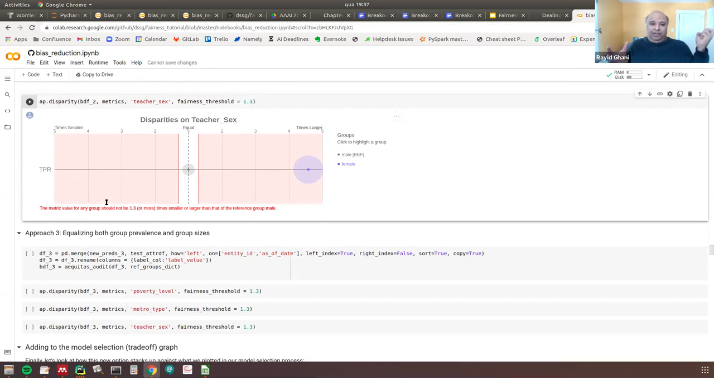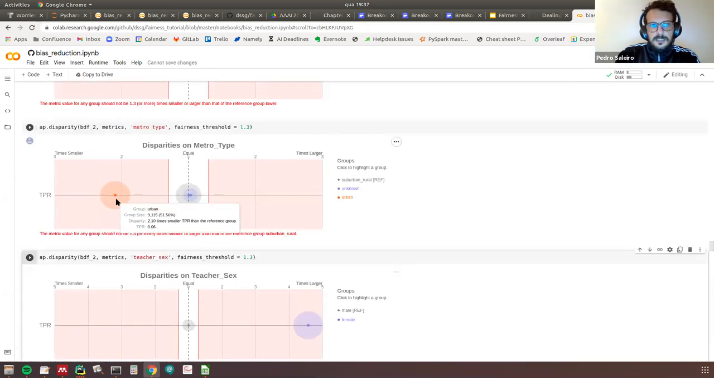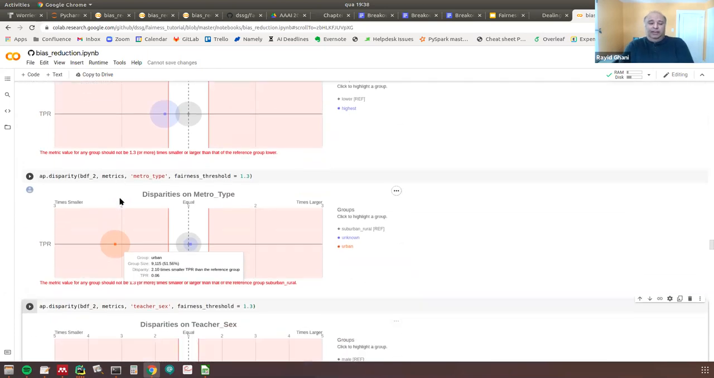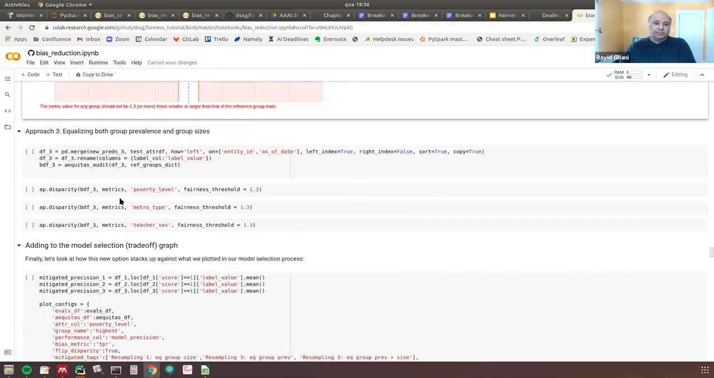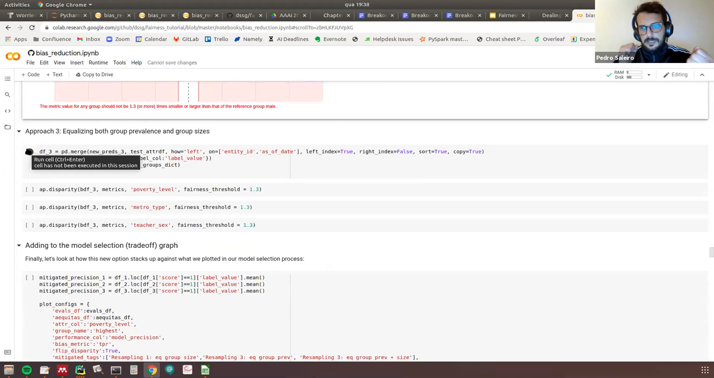So this helps us think about that. There's a correlation between the sex, the gender of the teacher submitting the project, and possibly the metrotype, which went down a little bit, and then the school being urban. So we might not be able to get both of them, and that's something we want to look at. And now the third approach, which is equalizing both group sizes and the prevalence.